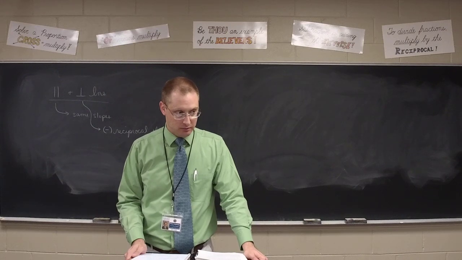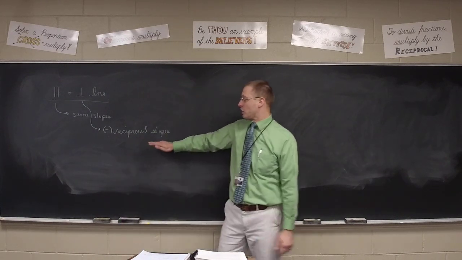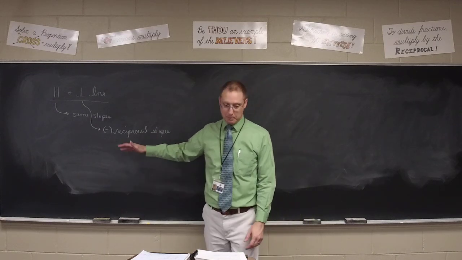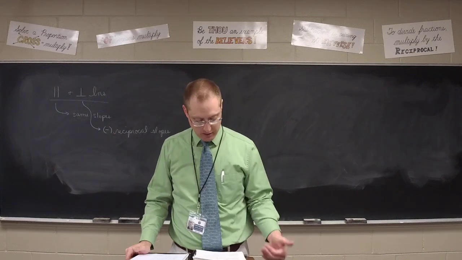Letter B, what would be the slope of a line perpendicular to that line? 1/5. Wait, negative 1/5. Because perpendicular lines have what kind of slopes? Negative reciprocal. Negative reciprocal slopes. So negative 1/5, just as letter A was positive 2/11.